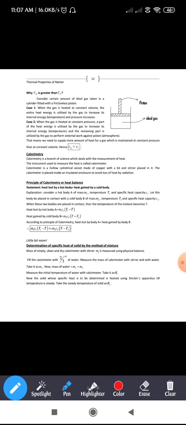The heat always flows from a higher body temperature to a lower body temperature, until the temperature of both the systems becomes the same. Once the temperature of both bodies becomes the same, the transfer of heat stops.